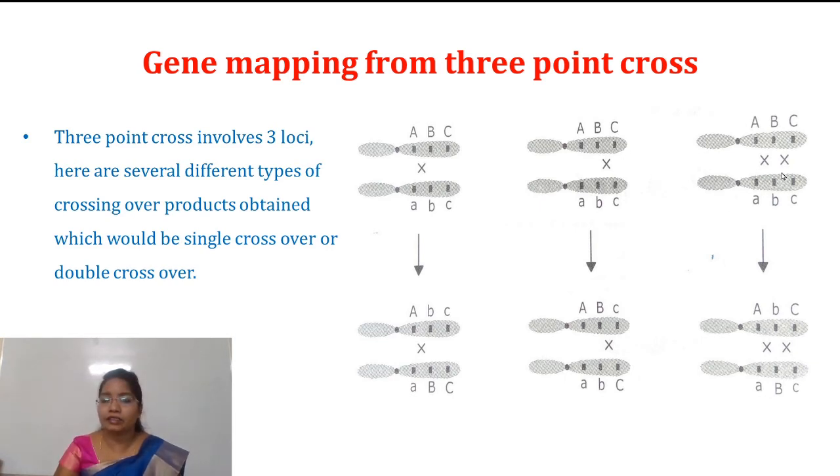And in the third case, there is a double crossover. So whenever a double crossover occurs, there is only swapping of the middle gene, that is capital B and small b. So capital B here is replaced by small b. In this way A and C remain as they are, but B gets replaced by small b. So here are the locations where single crossing over and double crossing over take place. Then what are the different types of recombinations possible?